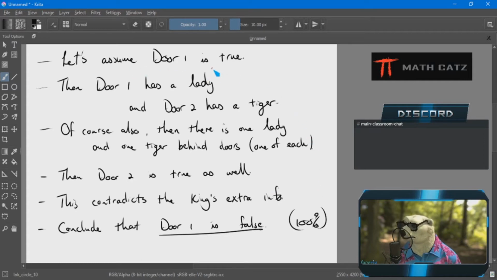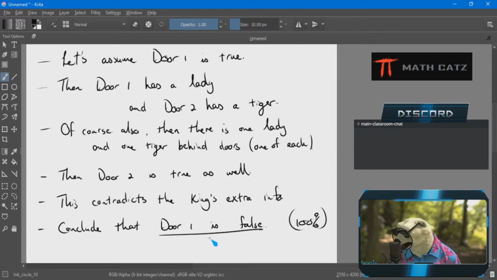So I make an assumption. I pull the thread, see where it gets me. It gets me to something that's impossible, because I can't contradict the king. He gives me info. That info is fact. I can use it. And if I get to something that contradicts that, then my original assumption was not correct. Exactly like the Karuji 2.6 we did. So I now know with certainty door one is false.